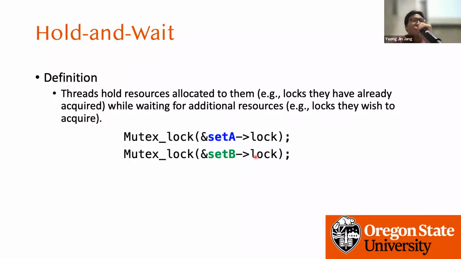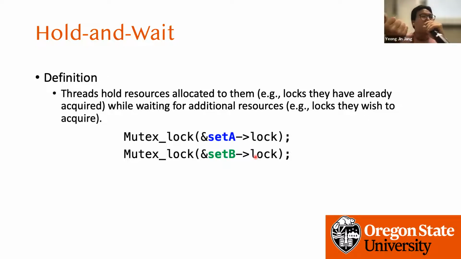There are several other ways that we can resolve the deadlock. All these four, mutual exclusion, hold and wait, no preemption, and circular wait, are not independent at all. And there are several ways to resolve that.